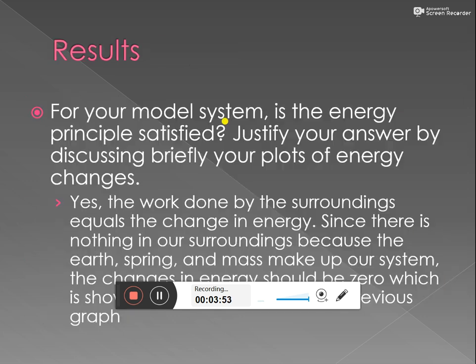And so the energy principle ended up being satisfied. So for the results, for your model system, is the energy principle justified? I just talked about this, but yes, the work done by the surroundings equals a change in energy, which was shown when that yellow line was 0. Since there's nothing in our surroundings because the Earth, spring, and mass make up our system, the change in energy should be 0, which I just showed on the graph.